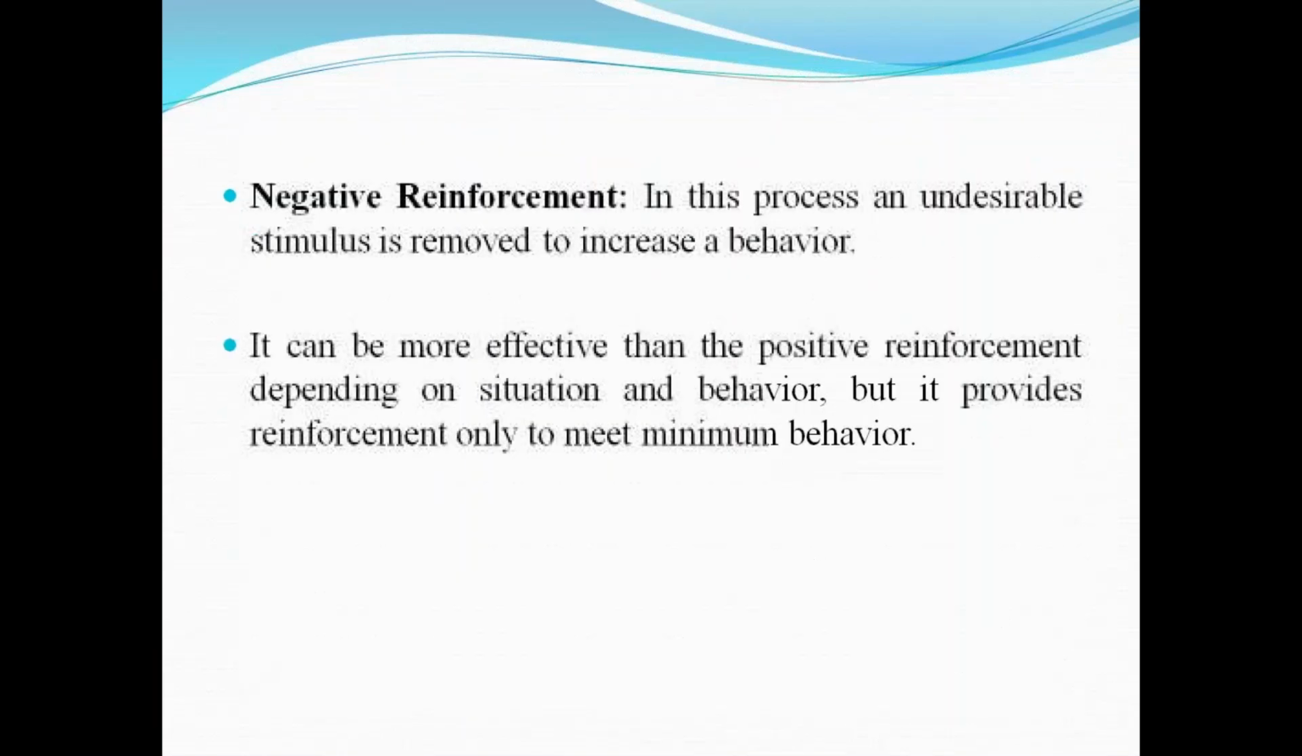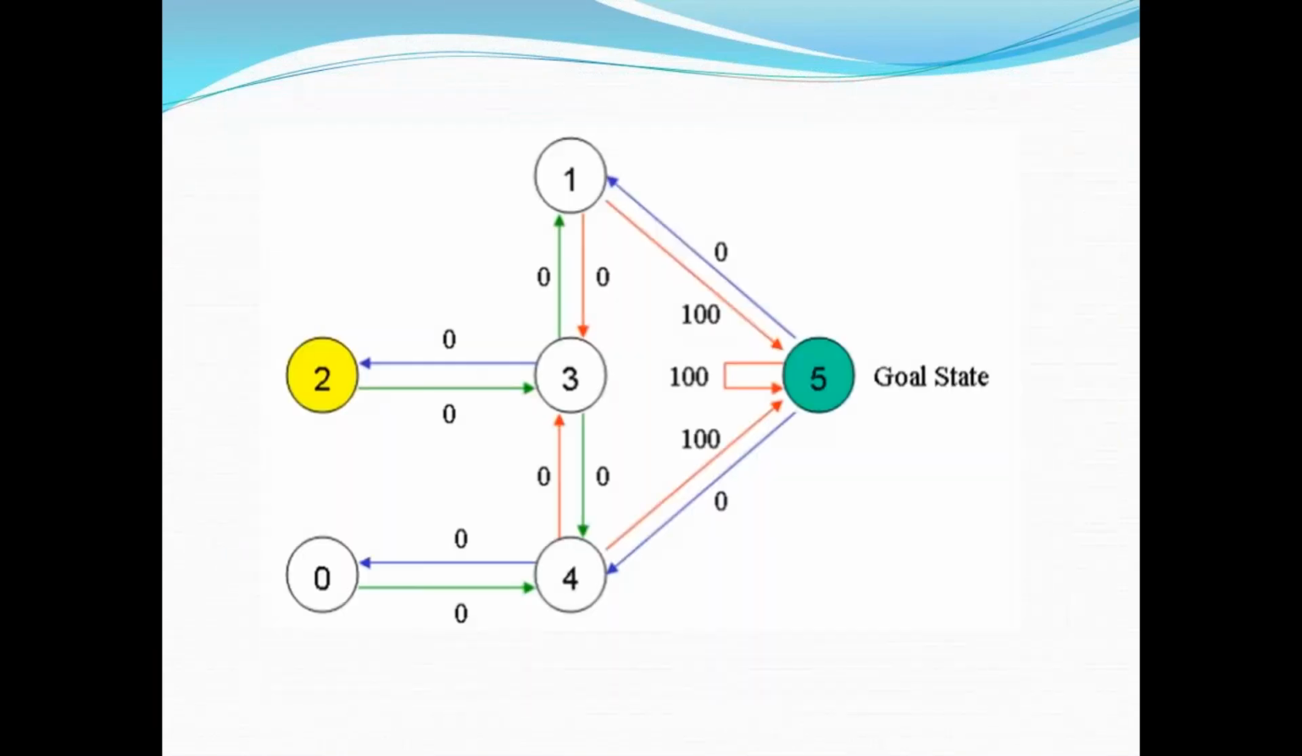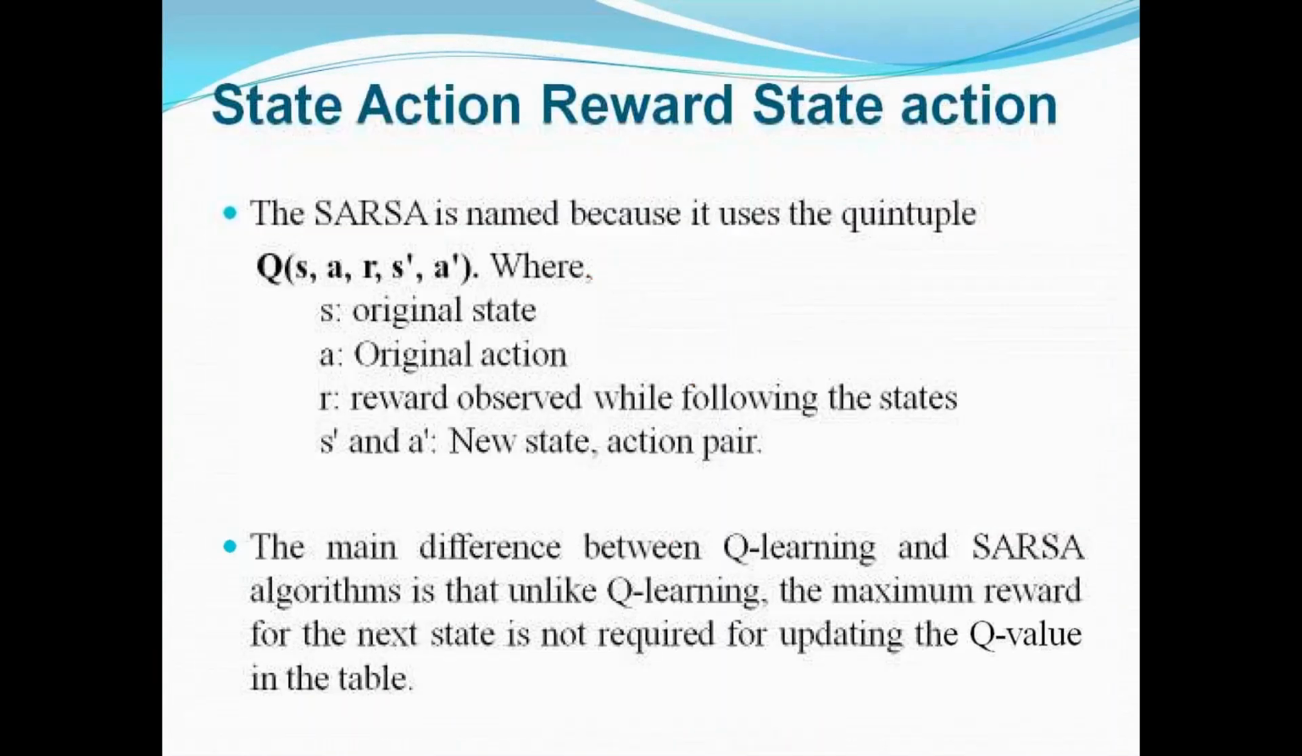When you go to the next type of algorithm, that is the SARSA algorithm, it is original state, action, and reward, and a new state and action. The main difference between Q learning and SARSA is that the maximum of all the next states will not be taken. It will be considering only one value instead of going through the maximum of all the values.